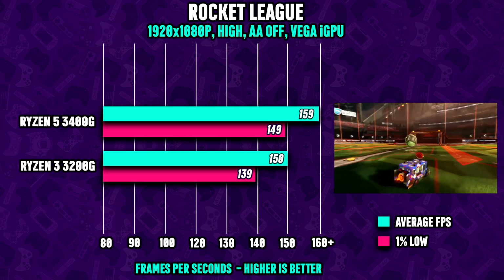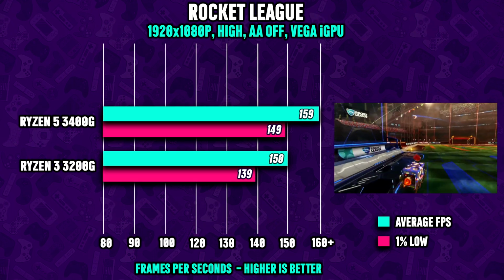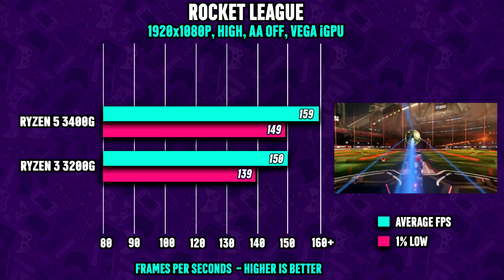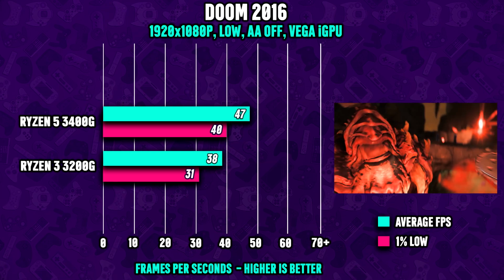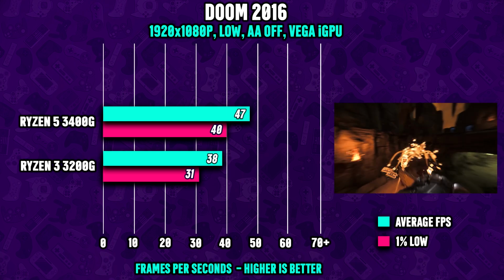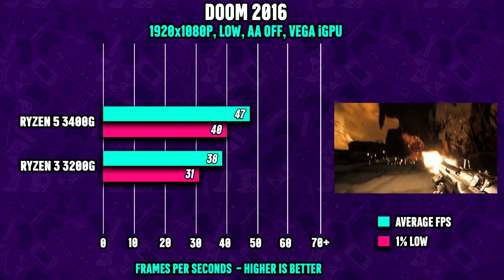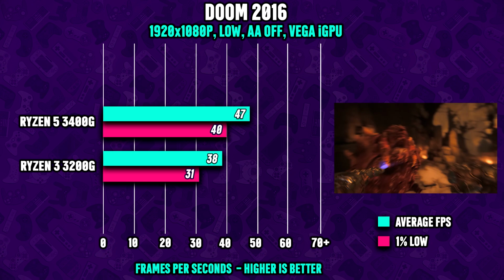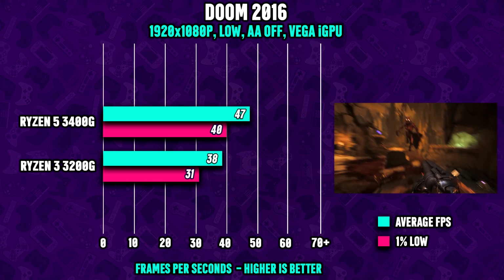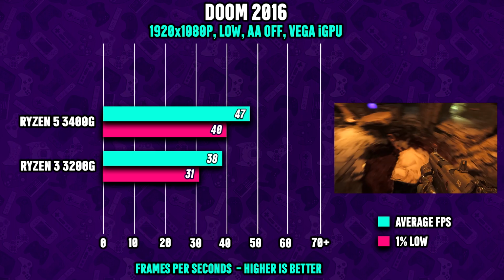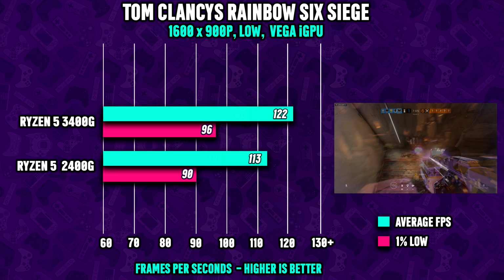So let's look at gaming with the integrated graphics in 1080p and 900p. First up, we've got Rocket League and Doom from 2016 up against the $99 3200G. This cheaper little brother has fewer CPU cores, and it's also lacking SMT, which is taking a hit in the performance, as we can see.